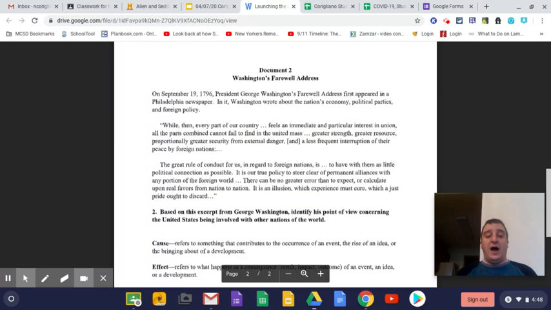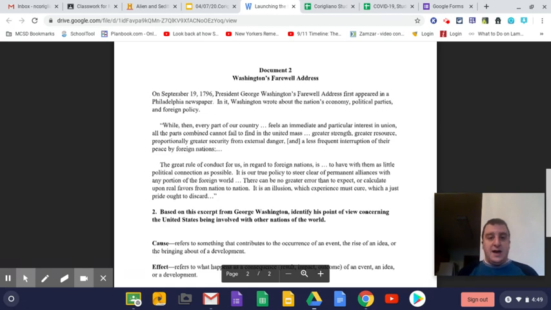So now we move on to document 2. Washington's farewell address. So we know that's what the document's going to be. It's going to be about Washington saying farewell after he has decided not to run for a third term as president. So let's go ahead and get into this and read this.